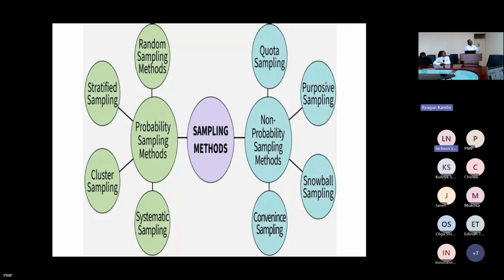random sampling methods, stratified sampling methods, cluster sampling method, and systematic sampling method. And then under non-probability sampling methods, we have quota sampling, purposive sampling, snowball sampling, convenience sampling.